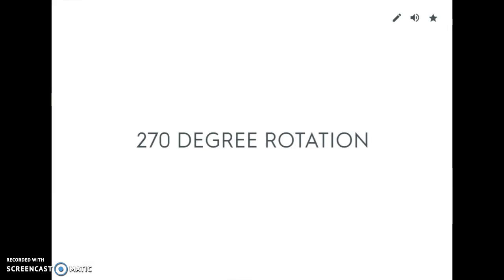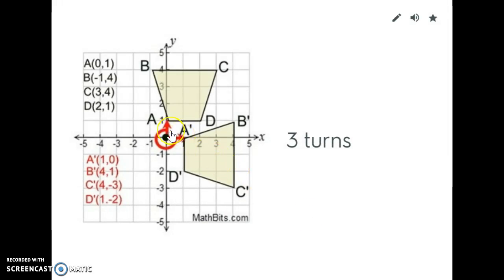The last type I have is a 270-degree rotation, and that's three turns. And so A went to the left once, twice, three times. You could have a 360-degree rotation, but then you're turning four times and you're getting back to the original spot. So the main rotations you have to worry about are 90, 180, and 270.